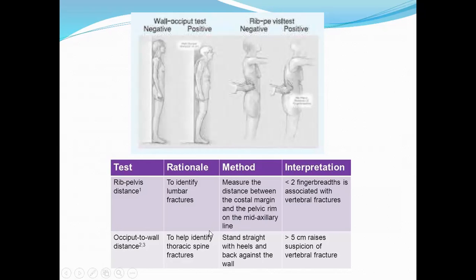In the occiput-to-wall distance, the patient stands straight with the heels and back against the wall. A distance of more than 5 cm raises suspicion of vertebral fractures. Two or more fingers, about 1 inch, is associated with vertebral fractures.